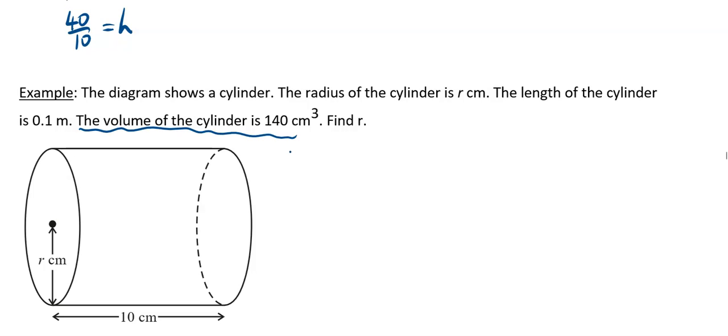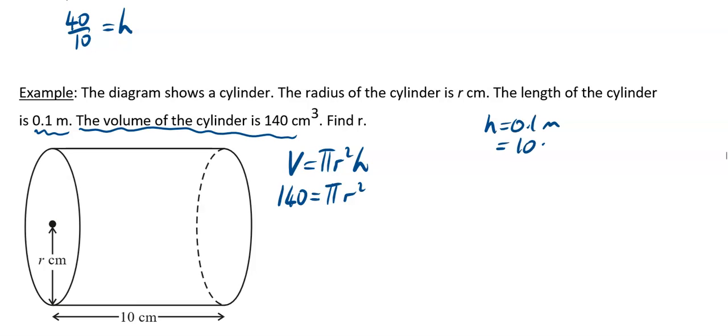So the first thing I'm going to do is write down my formula for the volume of the cylinder, which is V is equal to pi r squared h. And then the bit that's underlined still says volume of the cylinder is 140. So I'm going to replace my V with 140. Pi, I can't replace it, but it's on my calculator. r is what we're trying to find, so we just leave it. And we know the length of the cylinder is 0.1 meters, so height is equal to 0.1 meters. Convert that into centimeters first. That is 10 centimeters. So that's times 10.